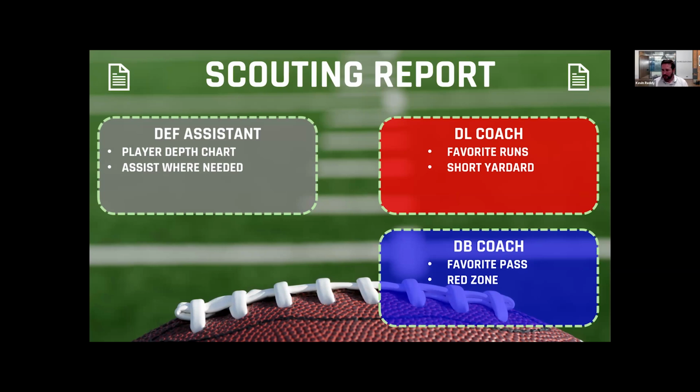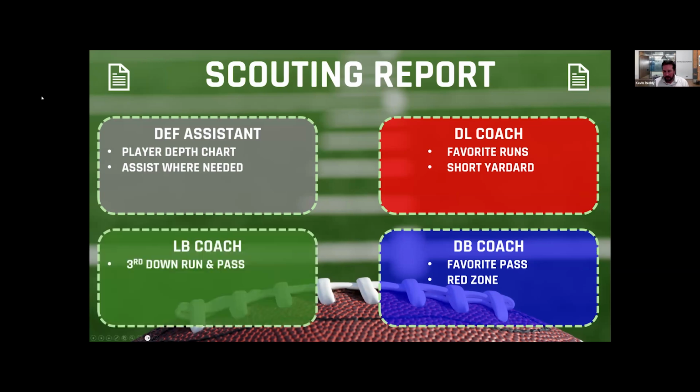So your DB's coach and your backers coach, they need to work together on red zone and get that stuff scripted up. Now, granted, the coordinator is always going to have his hand in it because that's his job. It's his responsibility. But once again, allow your coaches to get ownership in what they're trying to do and present it to the staff to continue their growth along the line.